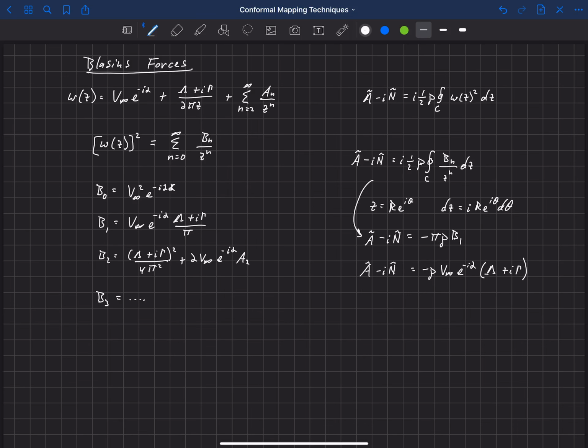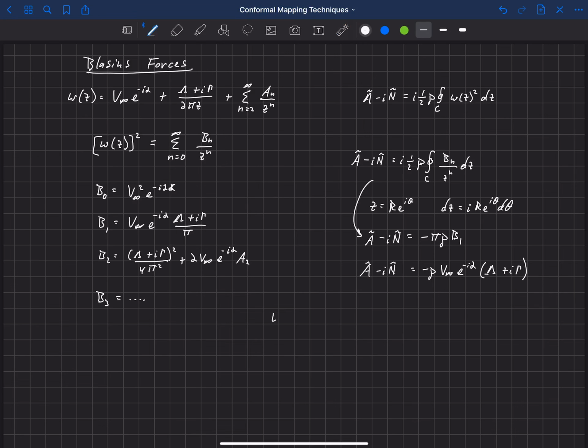So we find out that the axial and normal forces are related to the lambda here, which is our net flow, and gamma, which is our circulation. Okay, let's take this one step further. We could stop there, and that has given us a lot of information, but let's look at this in terms of lift and drag instead of axial and normal force.